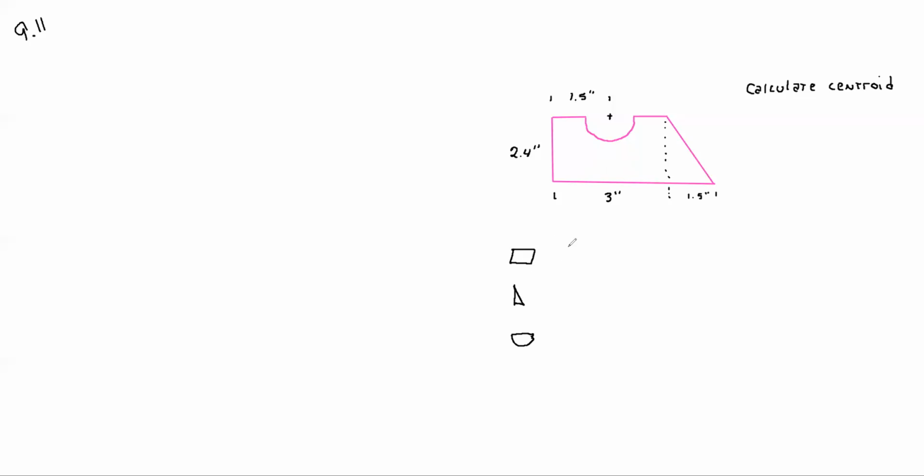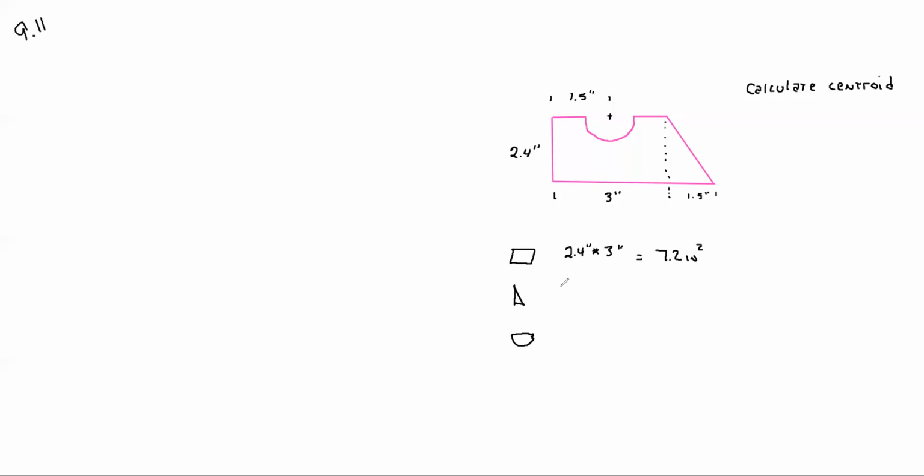Area of a rectangle, length times width. So 2.4 inches times 3 inches. I did this last night and it came out to be 7.2 square inches. So we will assume it will also come out to be like that today.